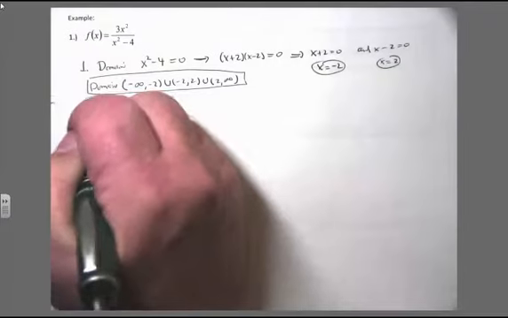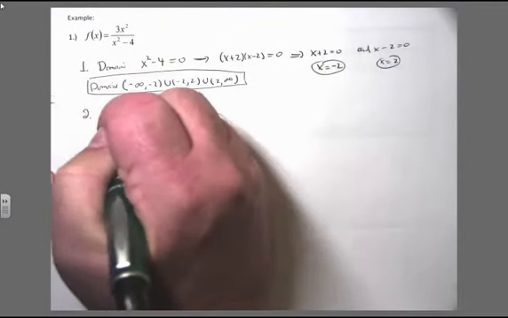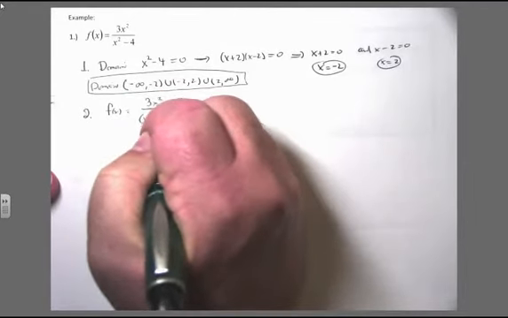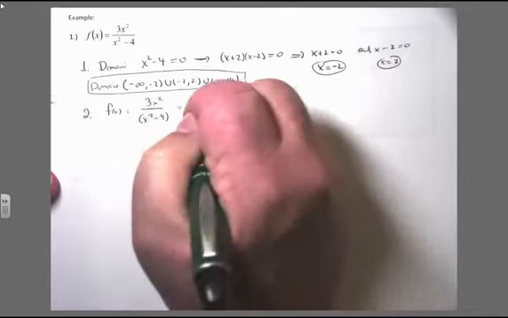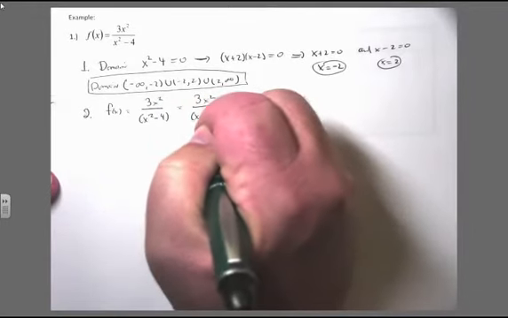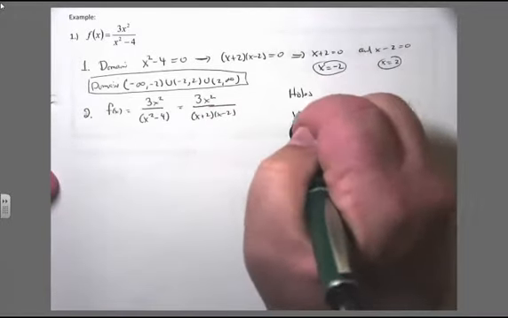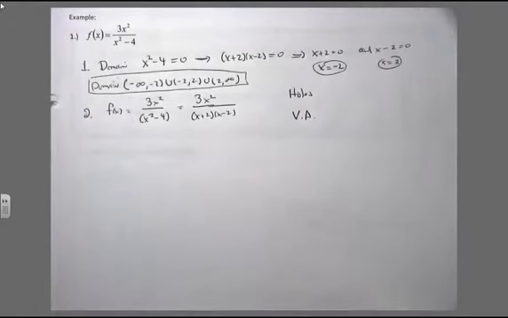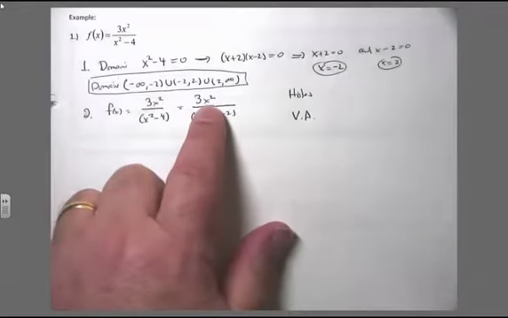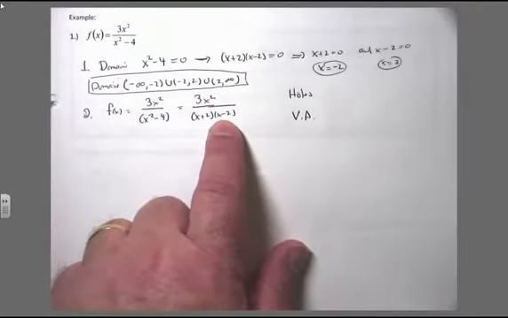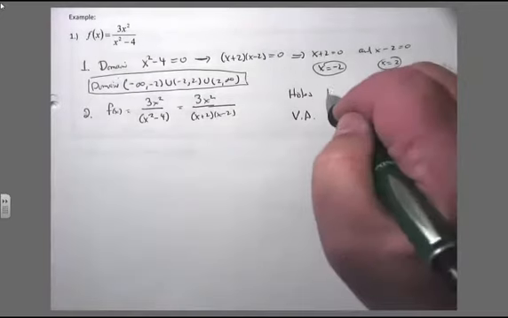All right, so number 2, we're going to factor. F of x equals 3x squared over x squared minus 4, which factors into 3x squared over x plus 2 times x minus 2. Let's talk about holes versus vertical asymptotes. Do you have any holes in this graph? How do you know? None of my factors cancel. The x plus 2 doesn't cancel. The x minus 2 doesn't cancel. Does that make sense? So there are no holes.